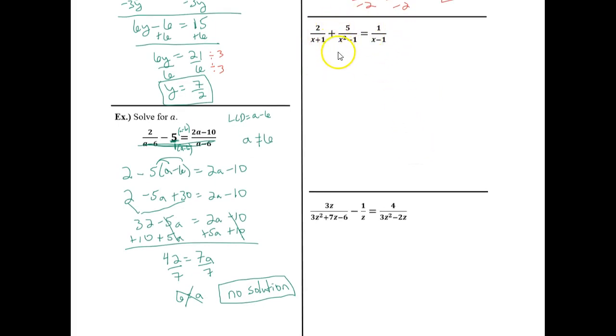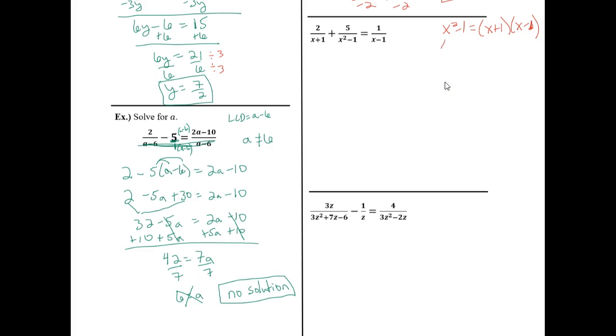Next example. I left you guys the harder ones. You have to factor completely before you decide what the LCD is. So here in this example, I have x plus 1, I have an x minus 1. Those are different factors. There's no way to make those match. And in the middle, I have a difference of squares. This is x squared minus 1, the same thing as x plus 1 times x minus 1. It's a difference of squares. It factors into conjugates.